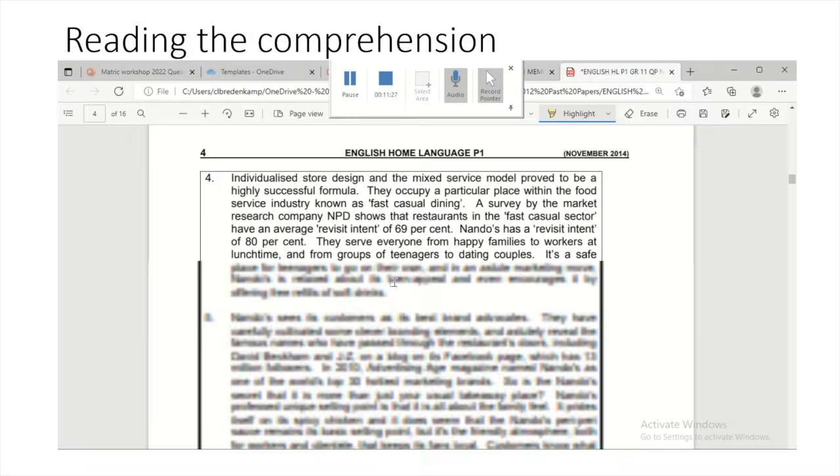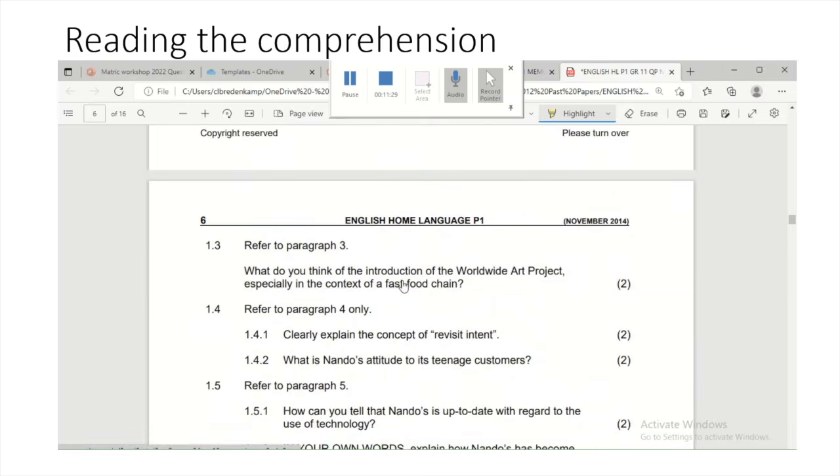Then, let's go to 1.3. Refer to paragraph 3, once again, important. What do you think of the introduction of the worldwide art project, especially in the context of a fast food chain? Okay, there are 2 elements to this question. So, what do you think of the worldwide art project initially? And then what do you think of it in the context of a fast food chain restaurant, for 2 marks?